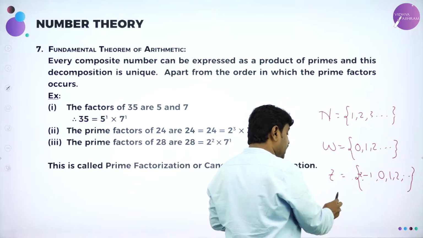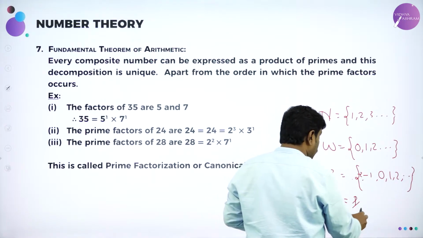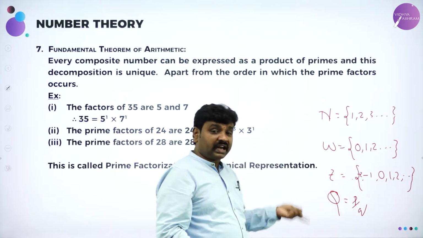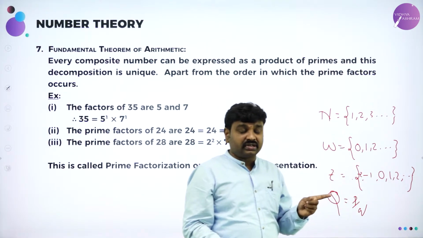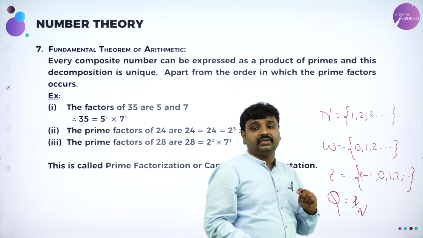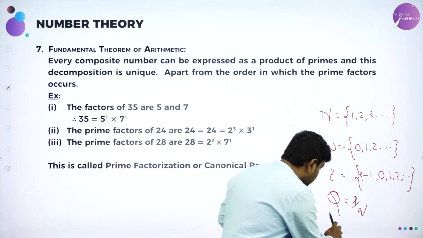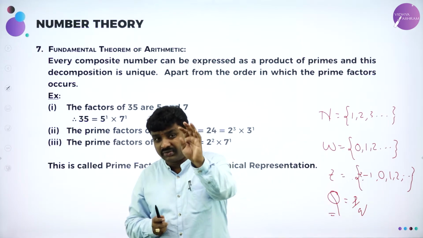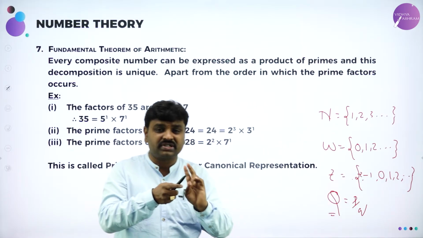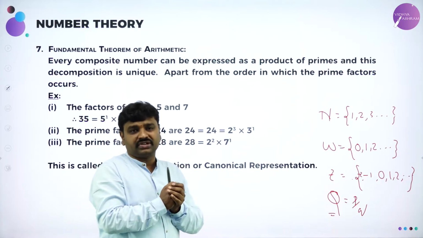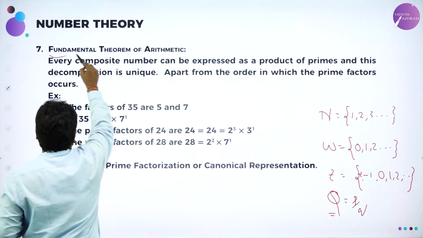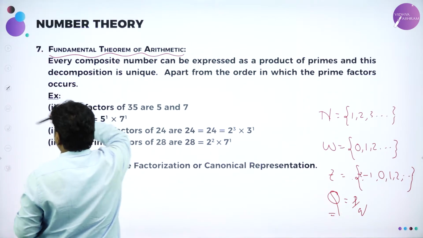And we also have rational numbers, numbers of the form p by q, where p and q are integers and q is not equal to 0. Irrational numbers are real numbers which are not rational. Further we will discuss this also. But for this class, I want you to become thorough with the number systems: natural numbers, whole numbers, and integers, positive and negative. Now we will go to the next concept, that is the fundamental theorem of arithmetic.